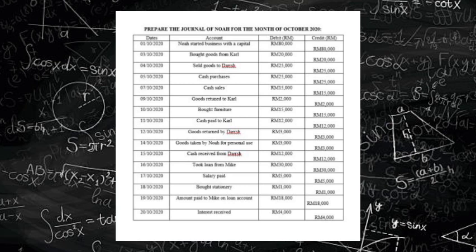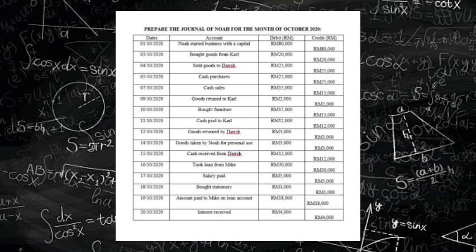On 9 October, goods returned to Cult for 2,000 ringgit Malaysia. But on 10 October, Noah bought furniture for 15,000 ringgit Malaysia. On 11 October, cash was paid to Cult for 12,000 ringgit Malaysia. On 12 October, goods returned by Darsh for 3,000 ringgit Malaysia.